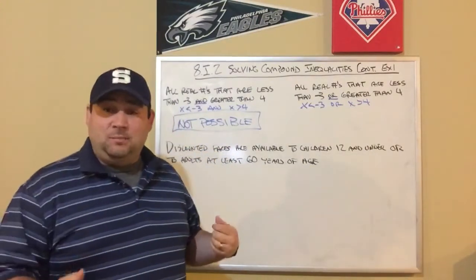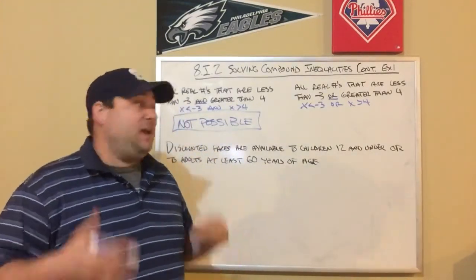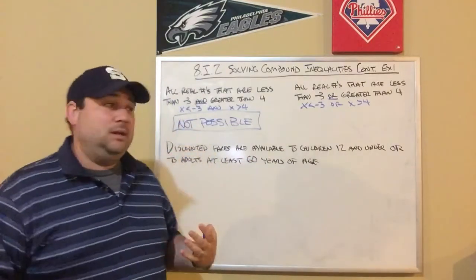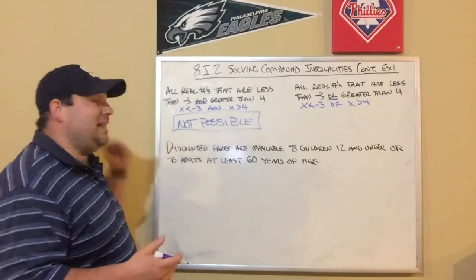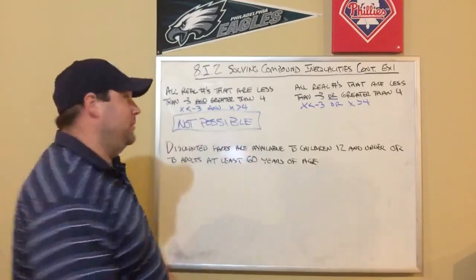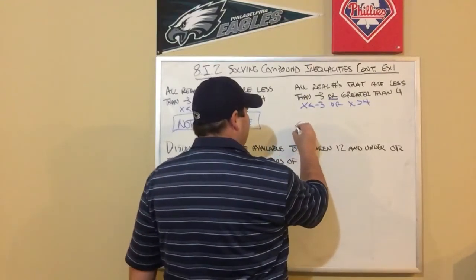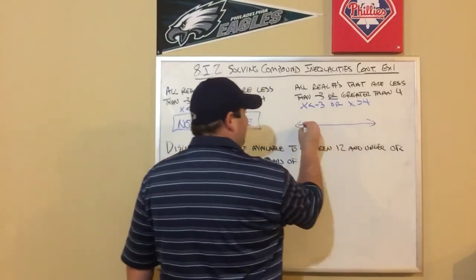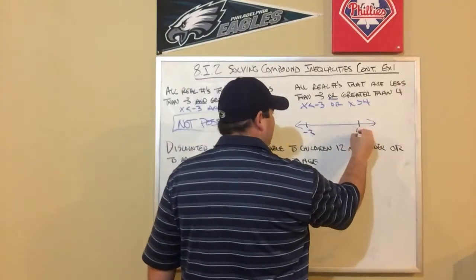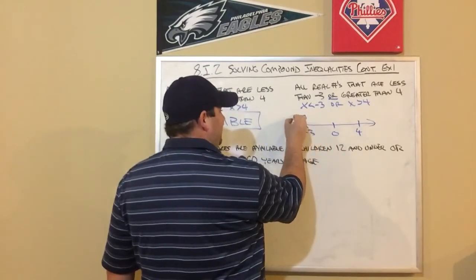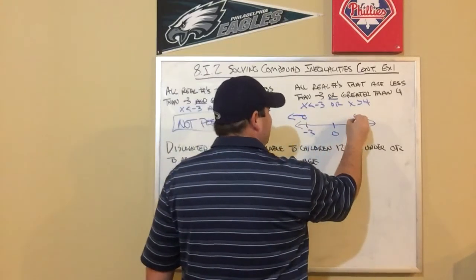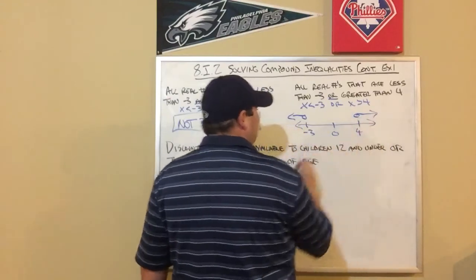That's possible. My number could be 9. Well, 9 is greater than 4, so we're good. Whereas with this one, if I said 9, yeah, it's greater than 4, but it's not less than -3, so it's not possible. So if I were to graph this one, I'll draw a number line here. I'll do -3, I'll do 4, and I'll put my 0 in the middle. So x is less than -3 would look like that. x is greater than 4 would look like that.